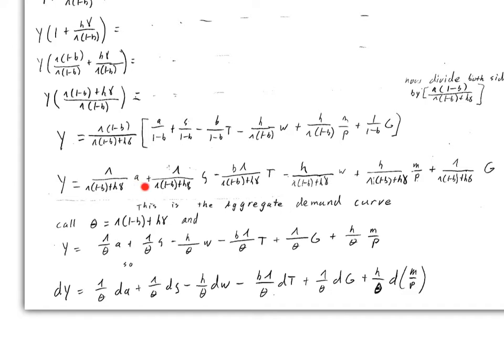Okay, now notice I put a out and this sigma thing out as well. Okay, so this is what I've been aiming for. This is my aggregate demand curve. It tells me a relationship between y and p.